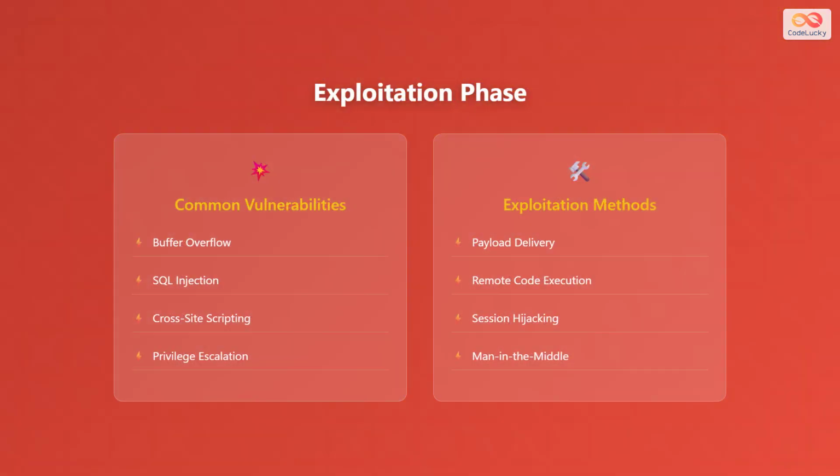The exploitation phase actively tests identified vulnerabilities to gain unauthorized access. Common vulnerabilities include buffer overflow attacks that corrupt memory, SQL injection targeting database queries, cross-site scripting affecting web applications, and privilege escalation to gain higher access levels. Exploitation methods involve payload delivery to execute malicious code, remote code execution for system control, session hijacking to steal user sessions, and man-in-the-middle attacks to intercept communications. Success in this phase demonstrates real security risks to organizations.